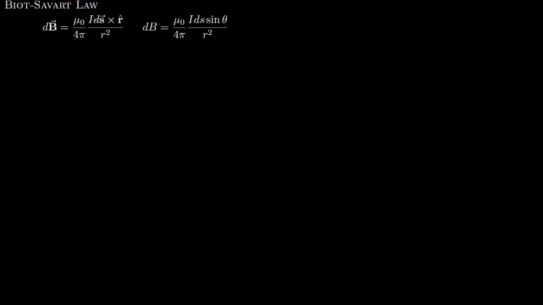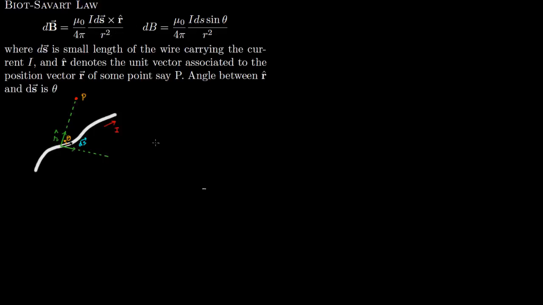I is the current carried by the wire. ds vector is the small piece of the wire, cross product with the unit vector associated with the position where you want to find the small magnetic field, divided by r square. So let us see this in the diagram.